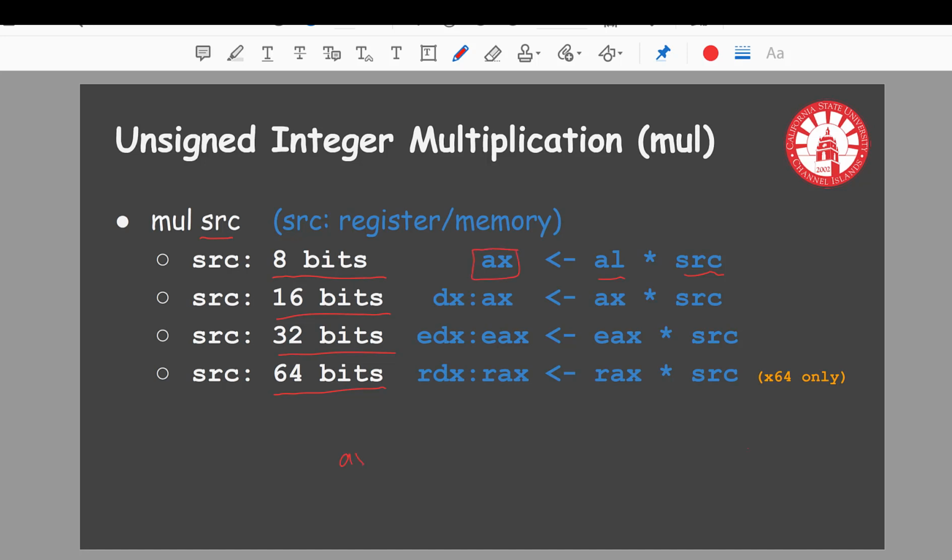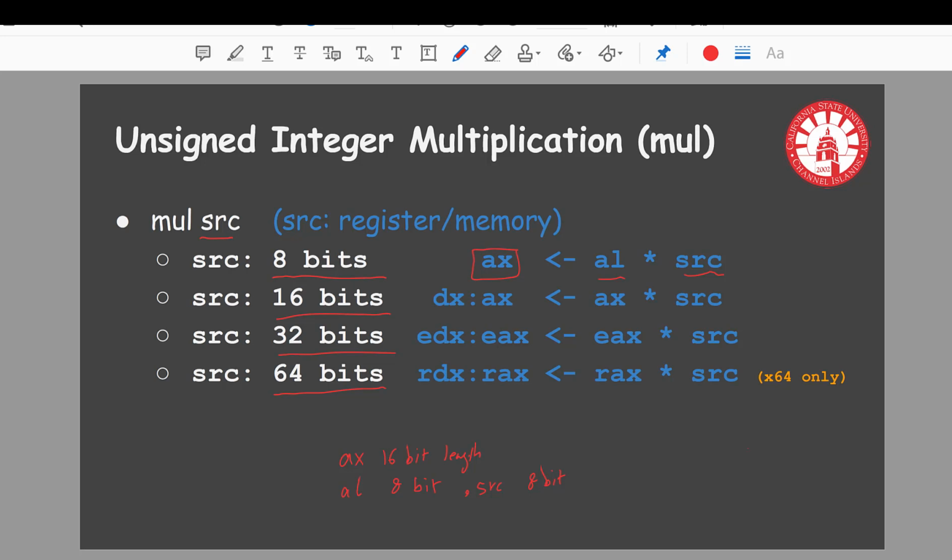As you know, AX has a 16-bit length, whereas AL has 8-bit length, and for the first command also source is 8-bit length. And why is that? Why do we choose the container for the result in such a way that it is twice in bit length than the first two arguments?